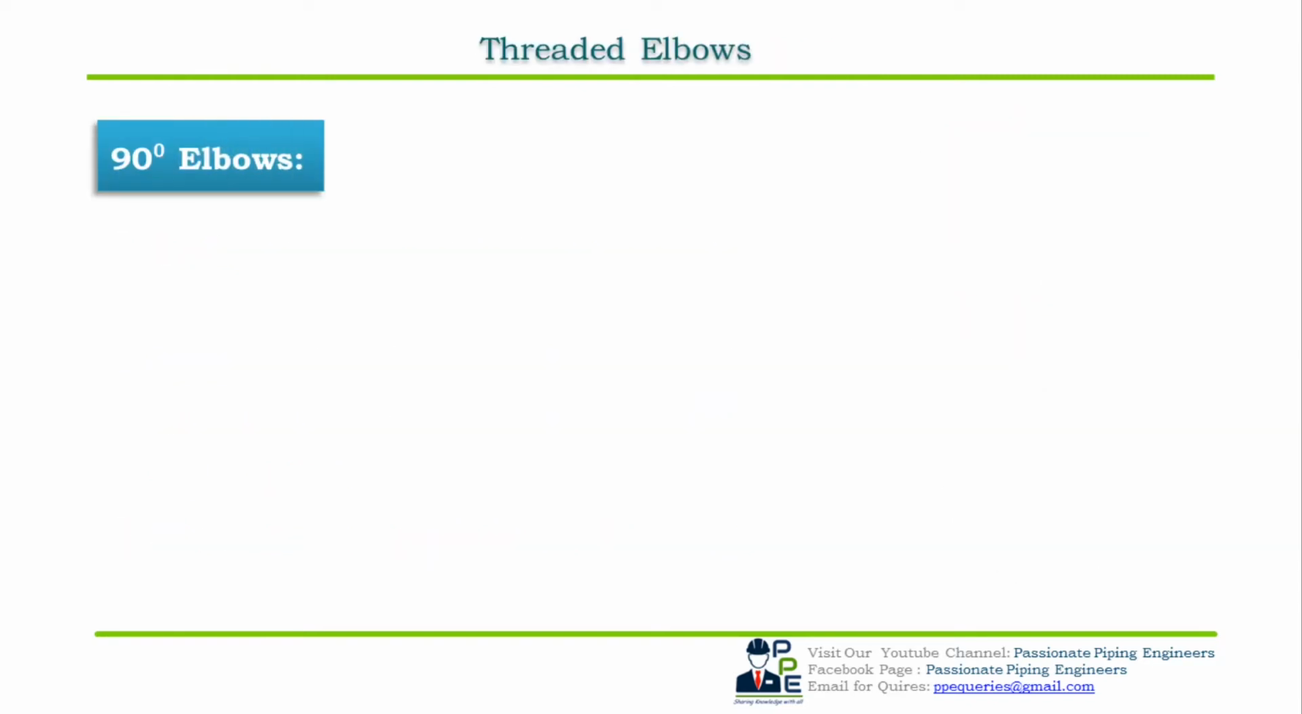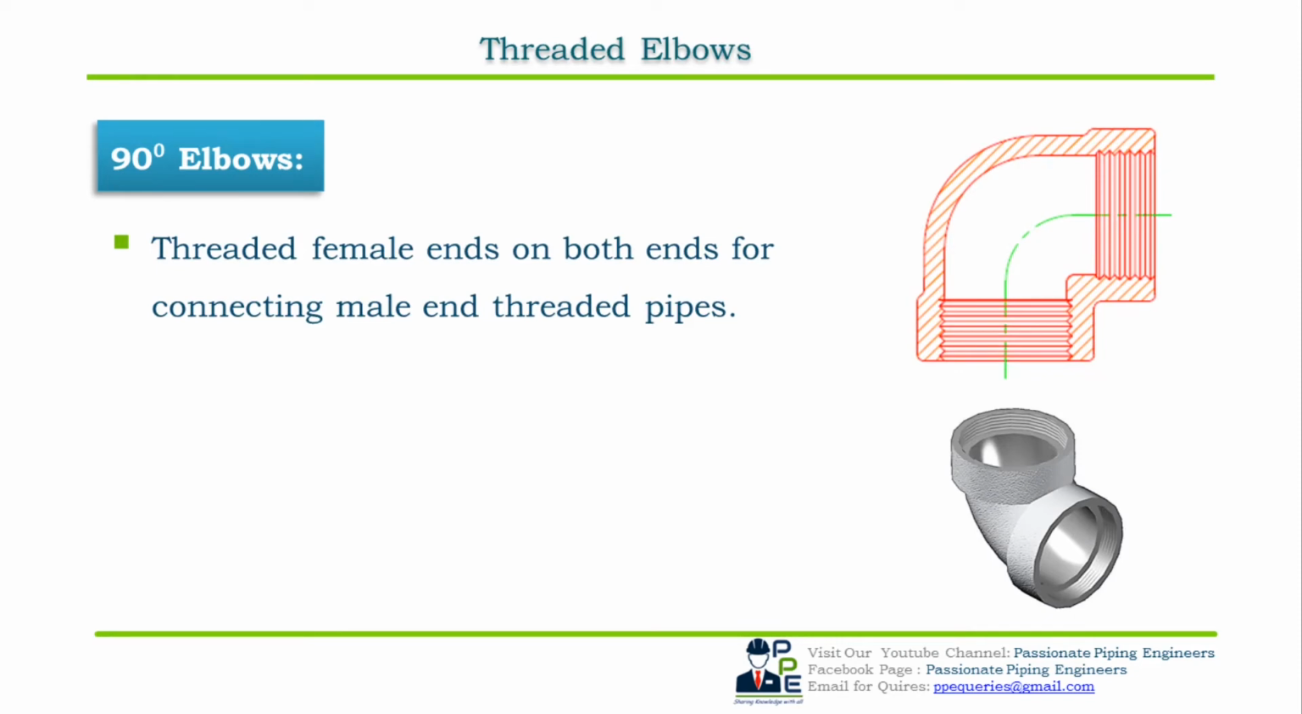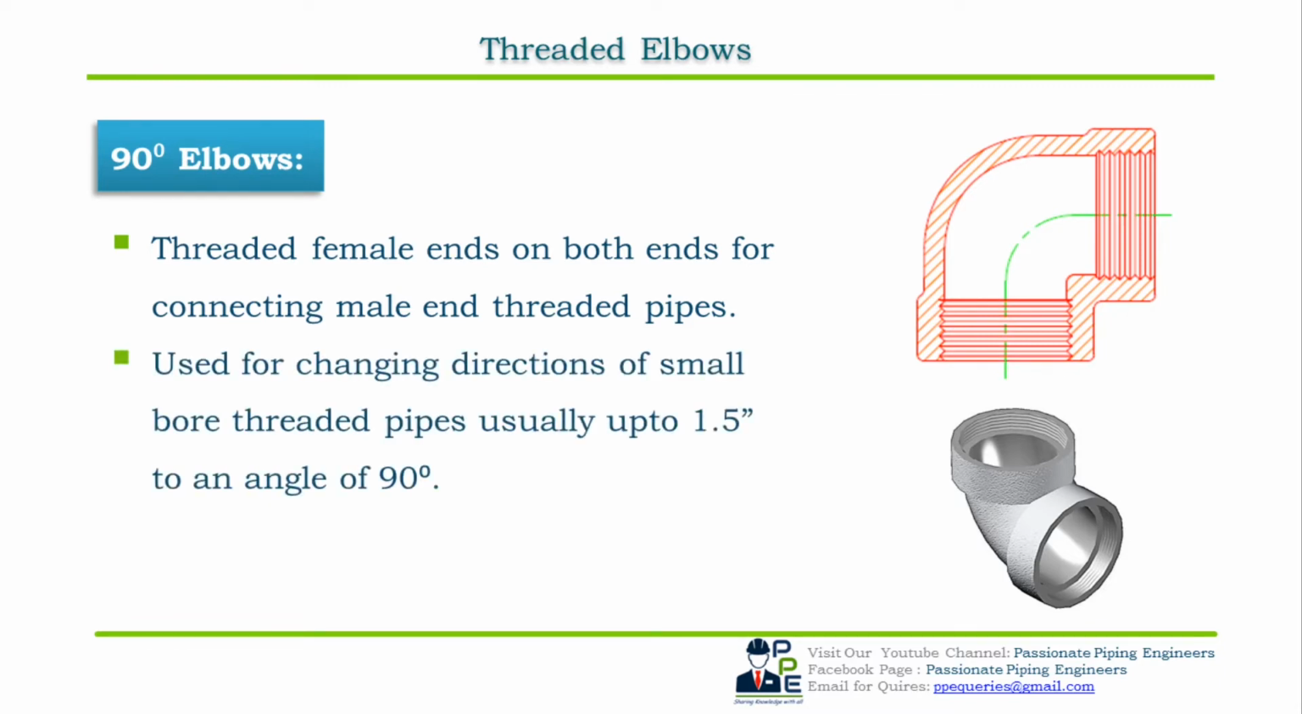Threaded 90 degree elbow. A 90 degree threaded elbow, as the name indicates, has female thread ends on both of its ends for connecting the male end threaded pipes or nipples. They are used for changing directions of small bore threaded pipes, usually up to 1.5 inch NPS. As per standard, we can use them up to 4 inch NPS to an angle of 90 degree. Dimensional standard for threaded 90 degree elbow is ASME B16.11.